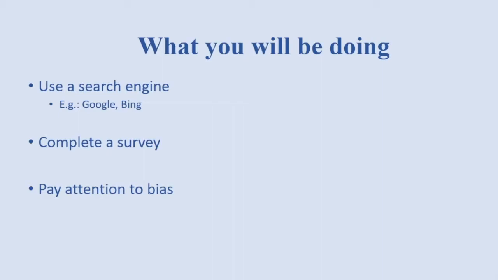In today's experiment, you will be asked to use a search engine to perform a number of tasks and then complete a survey along with it. Many of you would have already used popular commercial search engines such as Google or Bing. The search engine that you will be using today has been made specifically for the purposes of this research. In particular, what you will be asked to pay attention to is bias in the search engine.